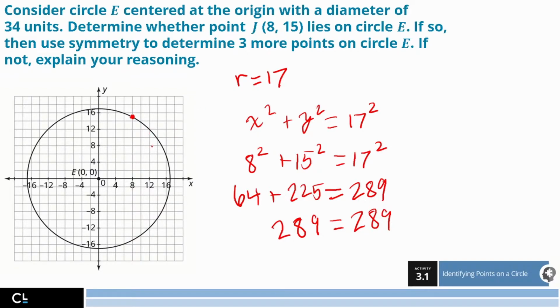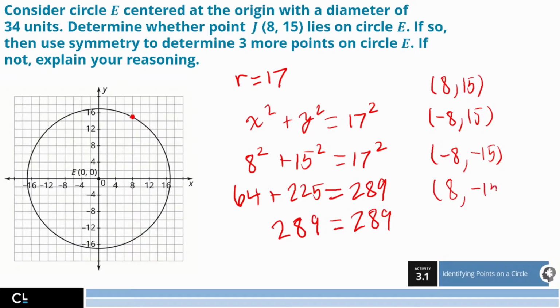And now one thing that we could do, because circles are symmetric, right? So if 8, 15 is on the circle, we could then make our first one negative and say negative 8, 15 is on the circle. And this works because we're at the origin, right? If we're not at the origin, this little trick won't work. We could then say that negative 8, negative 15 is on the circle. And last but not least, positive 8, negative 15 is on the circle. All of these points, check, check, check, check, are on our circle here.